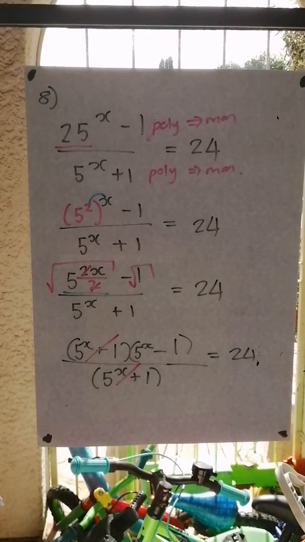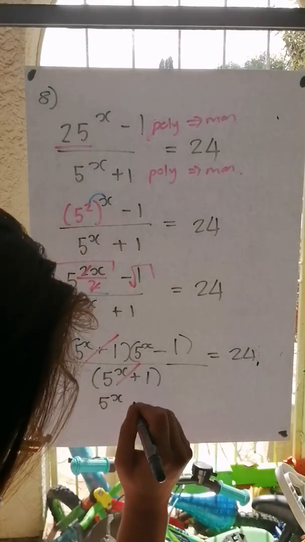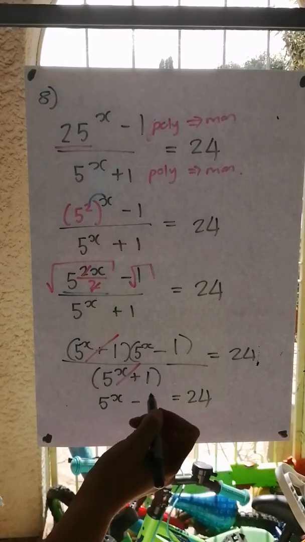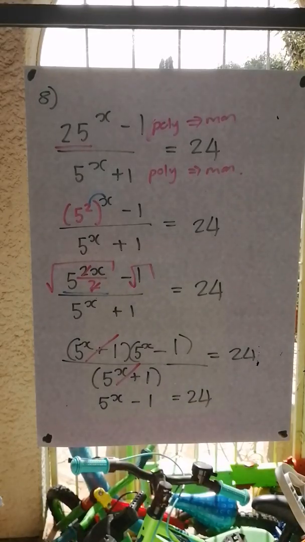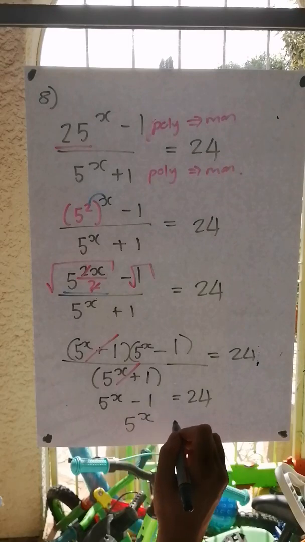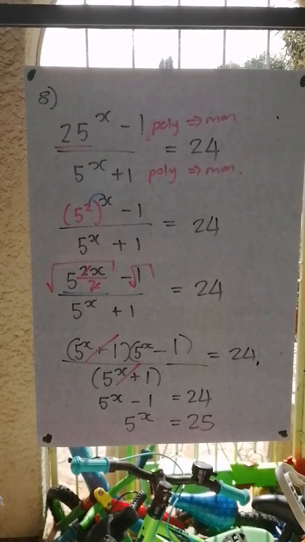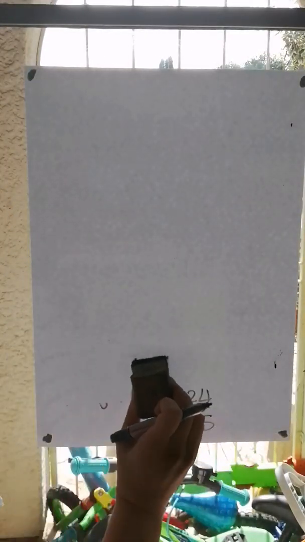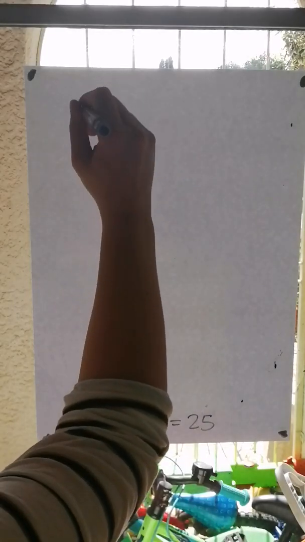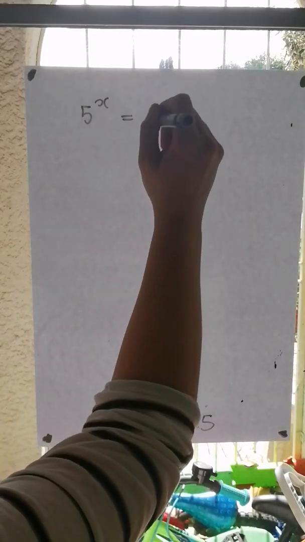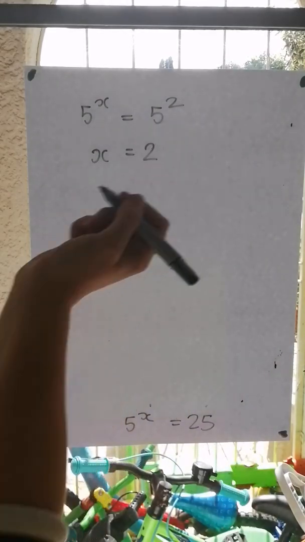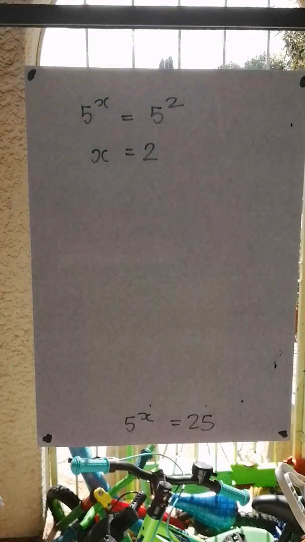That means I'm left with 5 to the power of x minus 1 equals 24. Let's take the 1 over. It becomes a plus, and I'm left with 5 to the power of x equals 25. Very simply, to solve for that, you could already see that 5 squared gives me 25, but how do I show it mathematically? Well, 5 to the power of x is the same as 5 squared. I've just changed how 25 looks. x equals 2. Okay, so that's quite a tricky one.